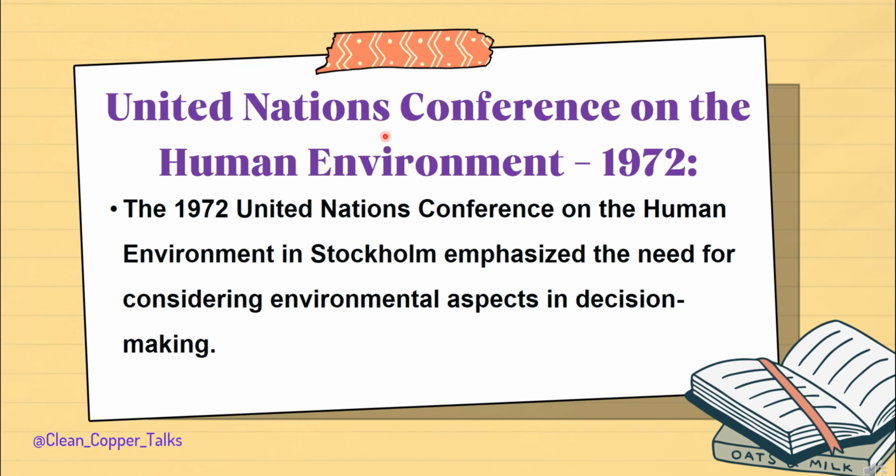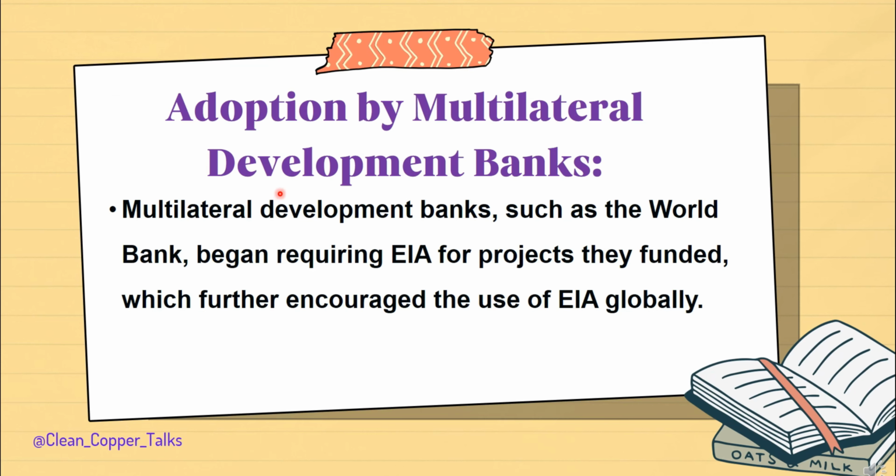Then came the United Nations Conference on the Human Environment in 1972, which emphasized the need for considering environmental aspects in decision making. This conference in Stockholm in 1972 was the first conference which emphasized the need for environmental impact assessment. Subsequently, multilateral development banks such as the World Bank began requiring EIA for projects they fund, and the World Bank is a leading bank which gives money to developing nations for their big projects.